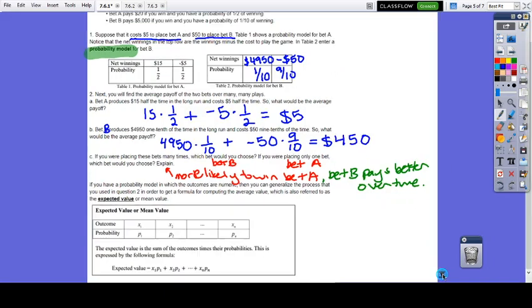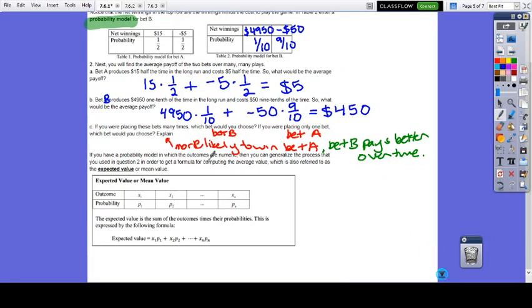If you have a probability model in which the outcomes are numeric, then you can generalize this process that you used in question 2 in order to get a formula for computing the average value, which is referred to as the expected value or mean value. So you can see it as either one of those words there. Essentially, I just showed you that formula with these two. I took the expected value, so the 15 times the probability of getting that, the 1/2, plus the value, which was the negative 5, times the probability, which was 1/2, and you would just keep adding until you've done them all. If you want to highlight something else here, we have this idea of expected value and the formula that we are going to use with it.